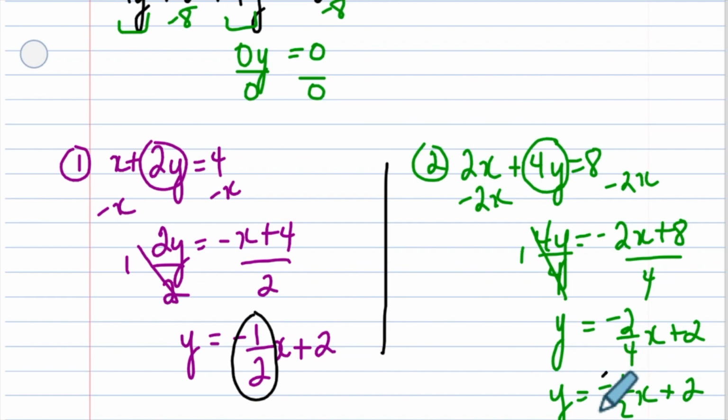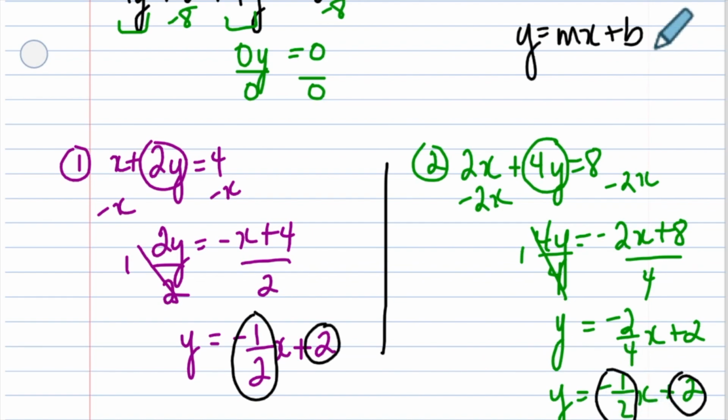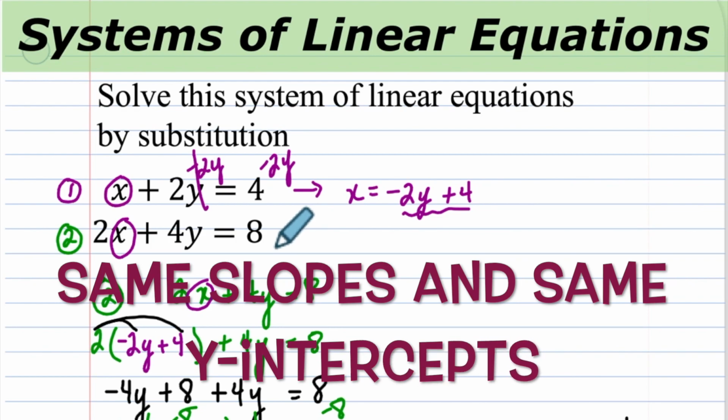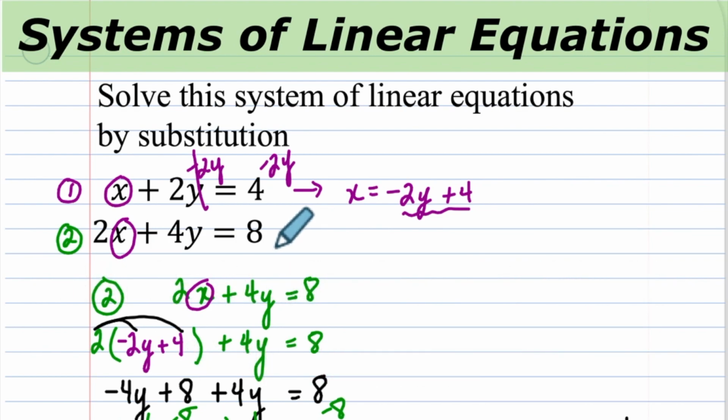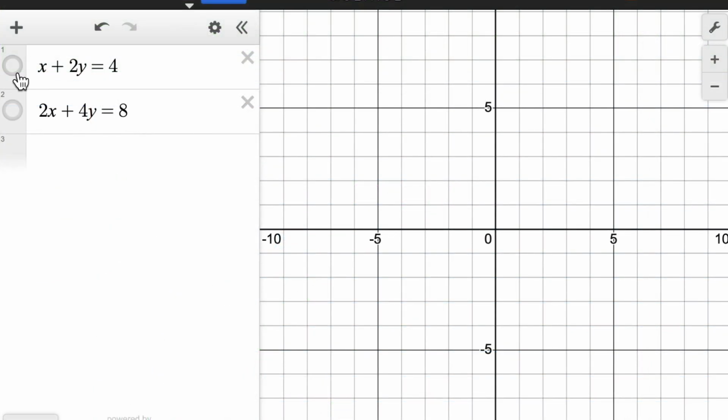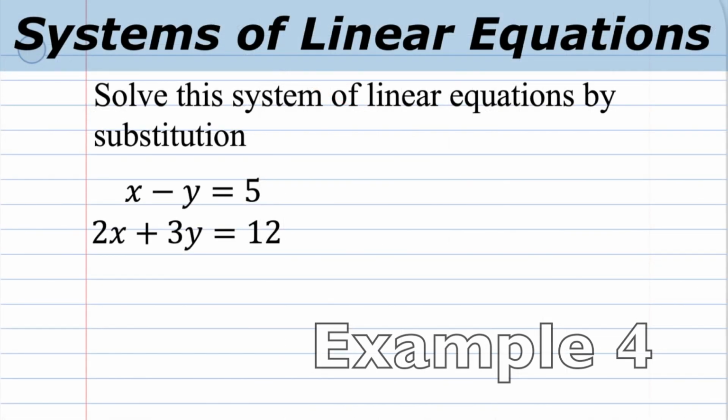Look at this. We have the same slopes, negative 1/2, and the same y-intercepts, 2. These two equations create the same line. There are infinitely many solutions for this system. In Desmos, x plus 2y equals 4 is in red, and 2x plus 4y equals 8 is in blue. It's the same line.